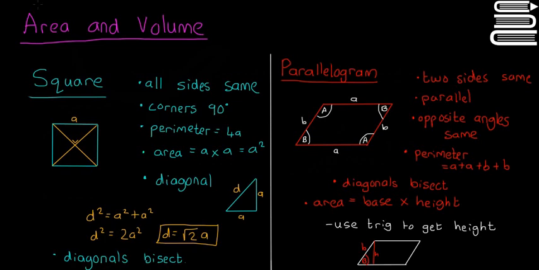So like I said, in this video we're going to do a quick bit of revision on shapes that we've already seen in the Junior Cert and other bits of the course. So first we're going to look at the square here.